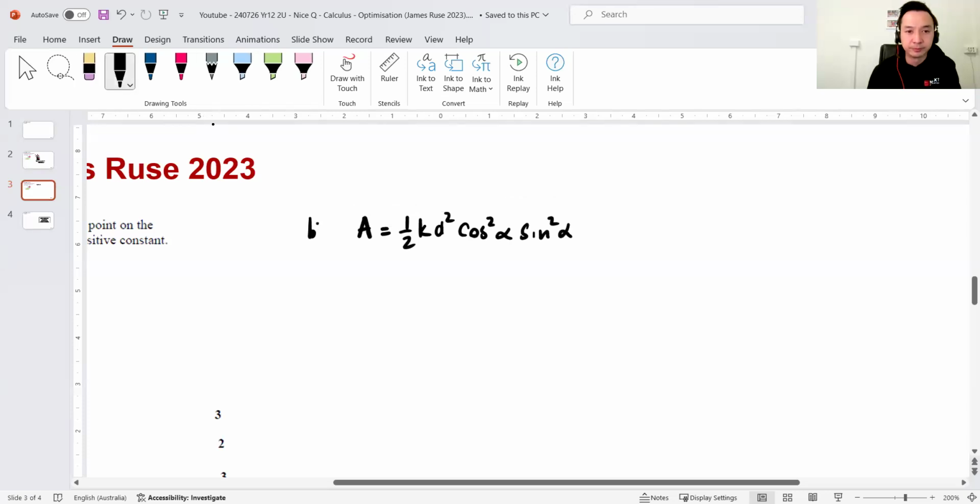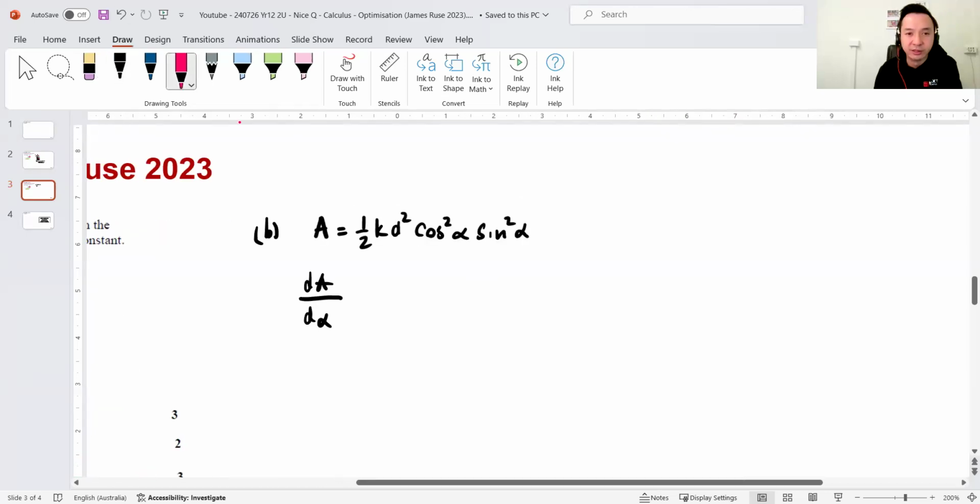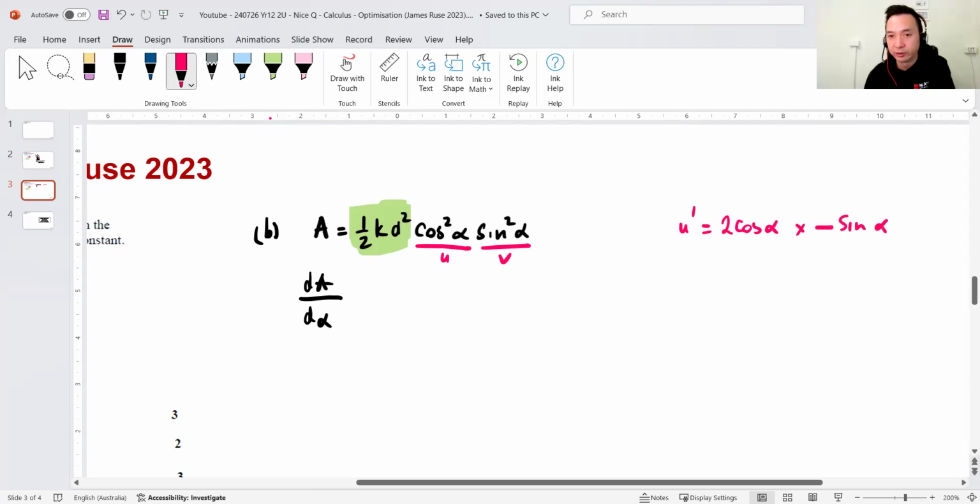So, part B. I'll start with that. So dA d alpha. Let me just check that's exactly what I want me to do. dA d alpha. Okay, cool. Product rule feels like. So that guy's a constant, but that guy there is U, and that guy there is V, right? The constant just stays there, hangs out, off to the side. U dash, that's the chain rule. So, careful there. It's 2 cos alpha multiplied by the derivative of cos alpha, which is negative sine alpha. So U dash is going to be negative 2 sine cos.